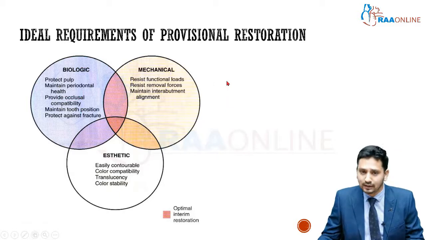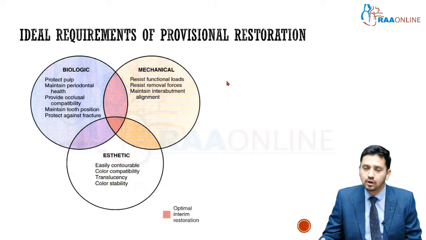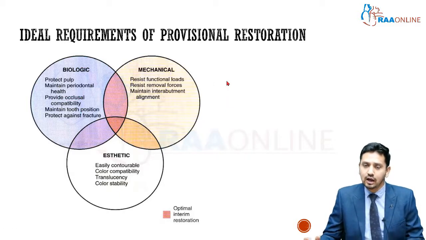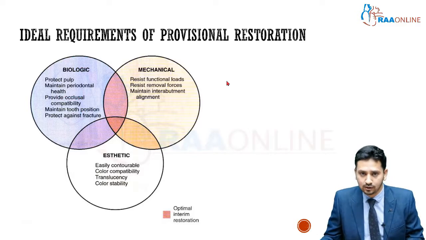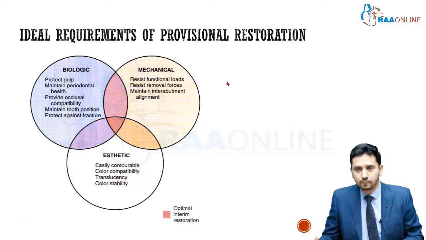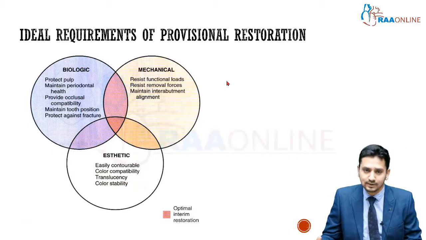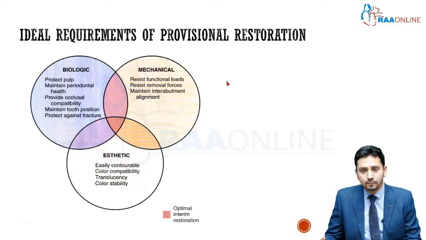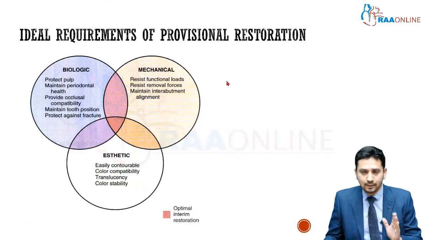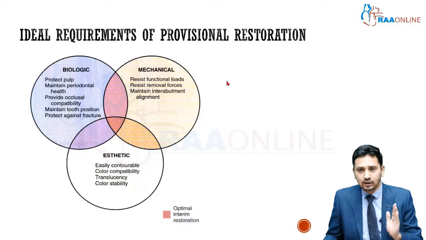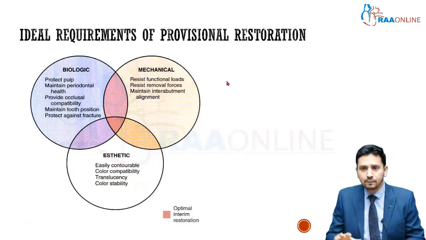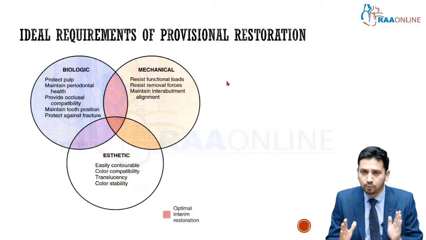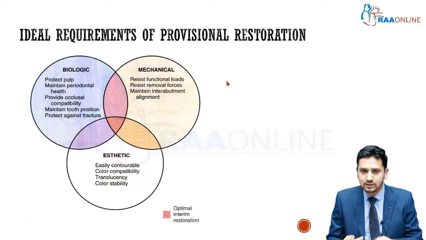It has to maintain periodontal health, meaning it should avoid any accumulation of plaque or calculus. In cases of your posterior teeth, it should help in mastication. So it should have a good occlusal compatibility. This should maintain the position of the teeth without movement of the abutment teeth into the edentulous space. So if you are giving a provisional restoration, your abutment teeth will be held in their own position and will not migrate to the edentulous space.